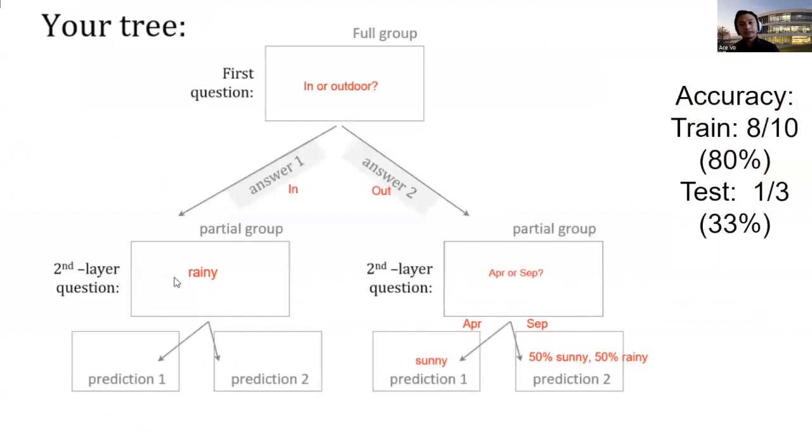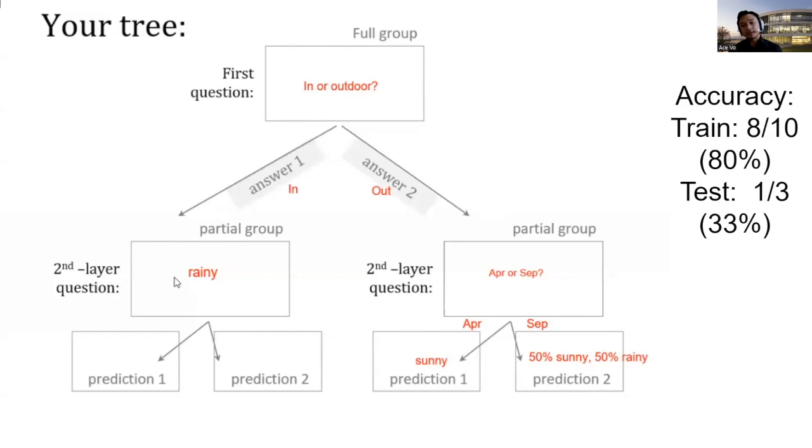So this is an example of our decision tree. In here, we have one question, indoor or outdoor, right? And if the person's answer is indoor, then we have a rainy group and everybody there will be rainy. And then there's no second layer question. And that could happen too. If not, you can ask another question and make another prediction in the second layer on the left side.